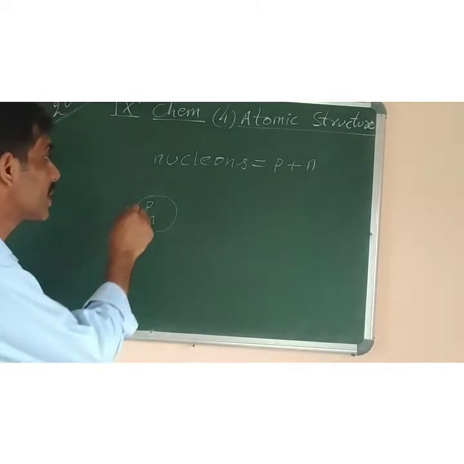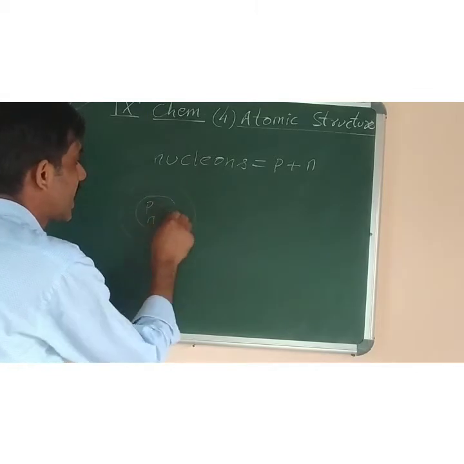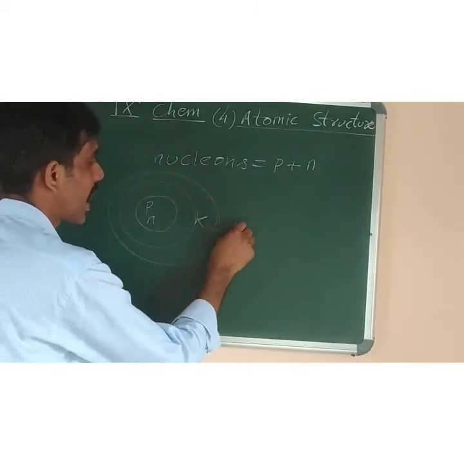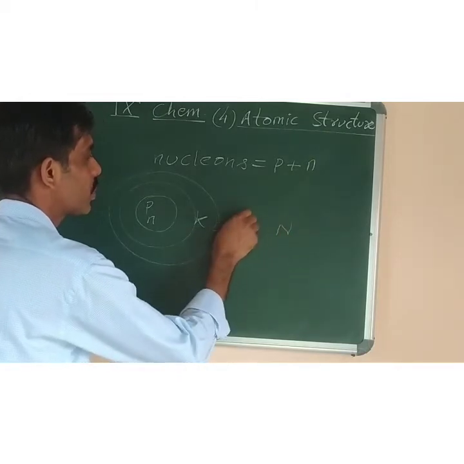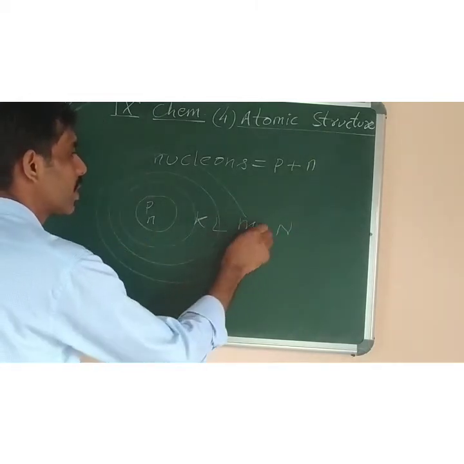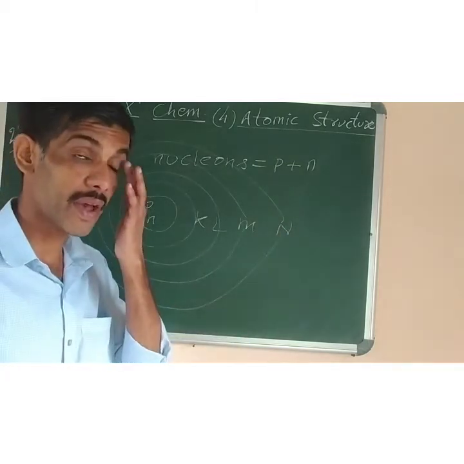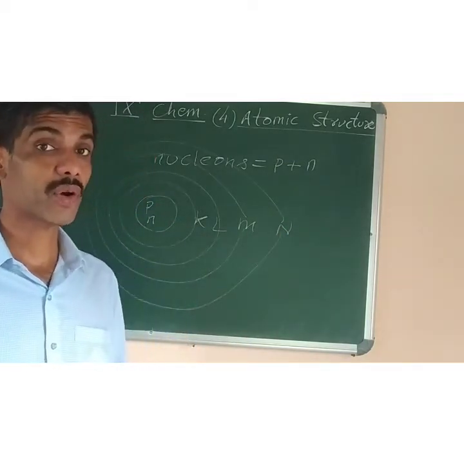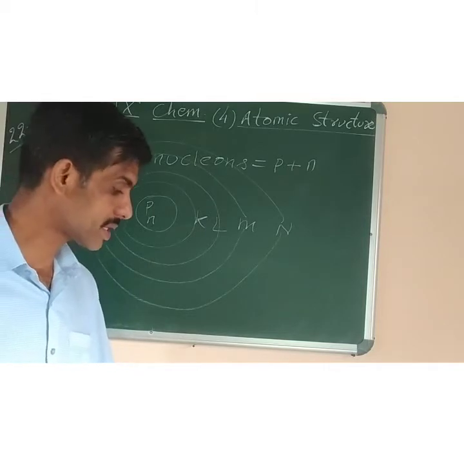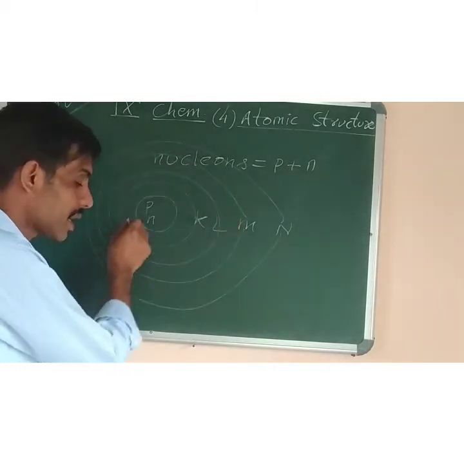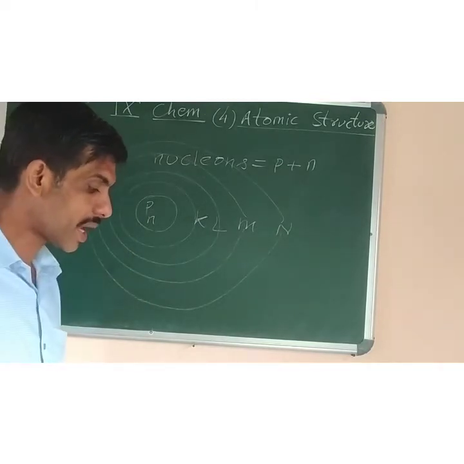Like the first orbit is designated as K, the second one is designated as L, the third one as M, and the fourth one as N. Okay, so these are the different orbits or shells, and they have fixed energy in them. That's why they are called energy levels or energy shells. An electron revolving in the orbit neither loses nor gains energy.